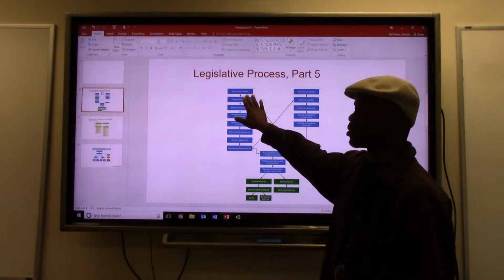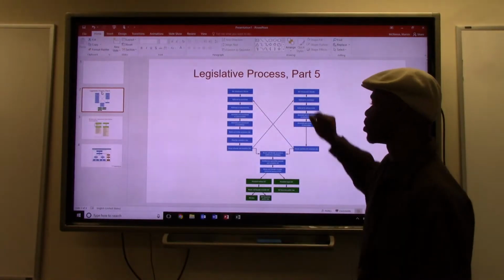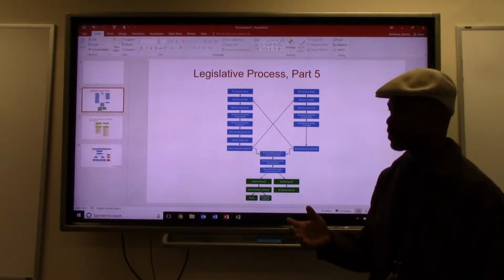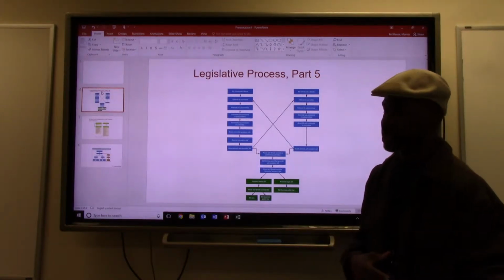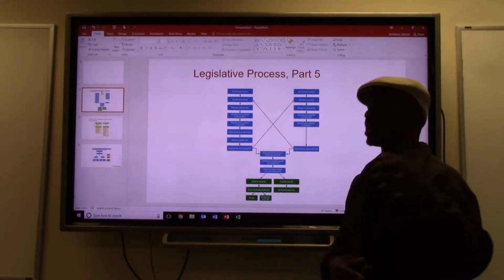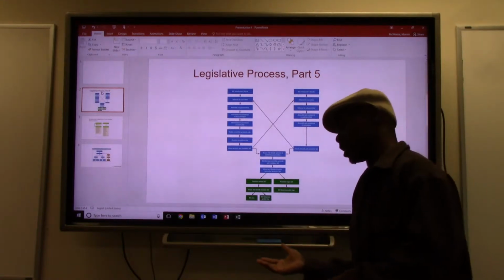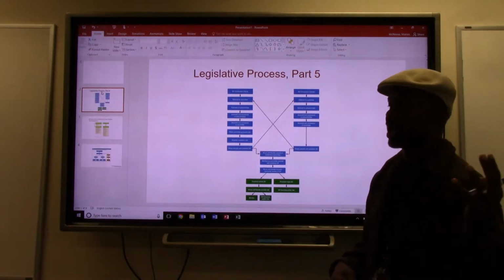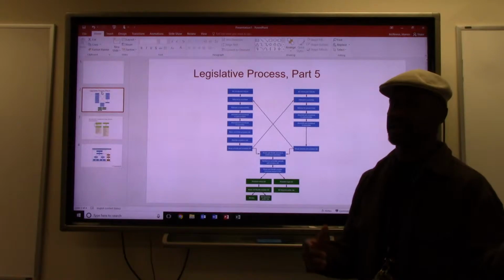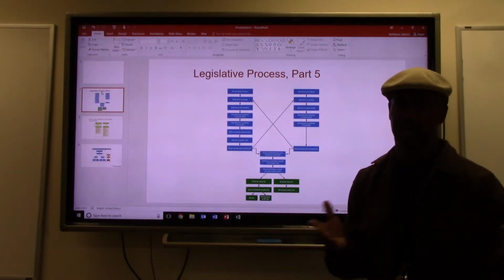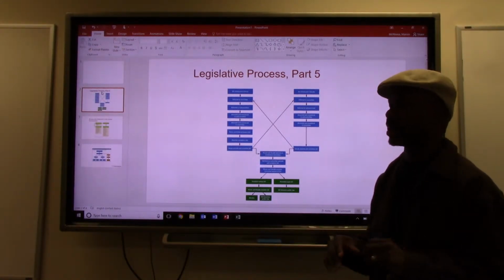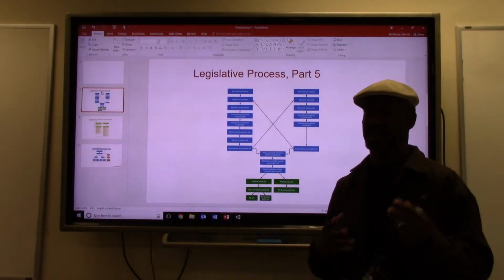One chamber being the U.S. House of Representatives, the other chamber being the U.S. Senate. And you learned all the differences between the House and the Senate. House 2-year terms, Senate 4-year terms, House 435 members, Senate 100 members. House represents a specific number of people, district 770,000, around that. Senate represents a state, and that each state has 2 senators.